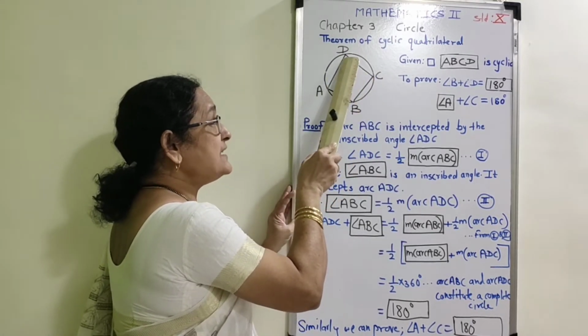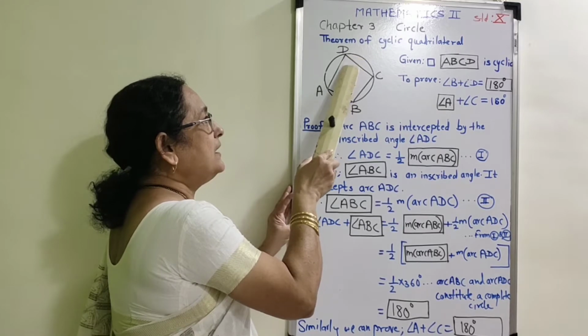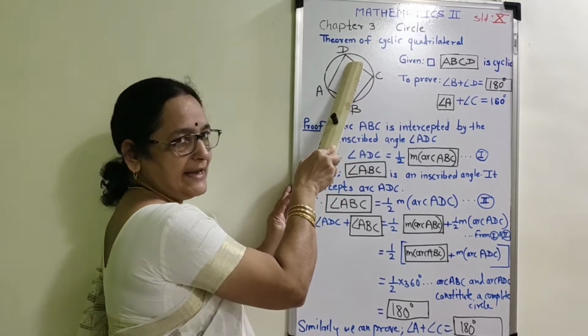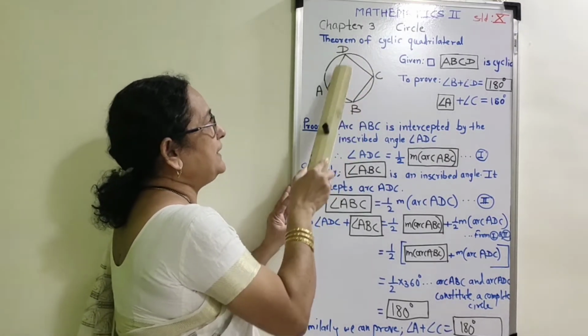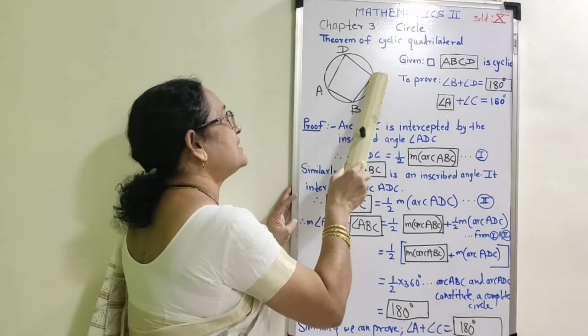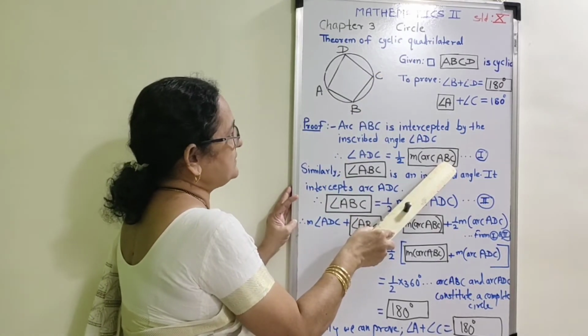This angle is an inscribed angle, and the arc ABC is intercepted by this angle ADC. Therefore, the measure of angle ADC is equal to half of major arc ABC. This is our first step.